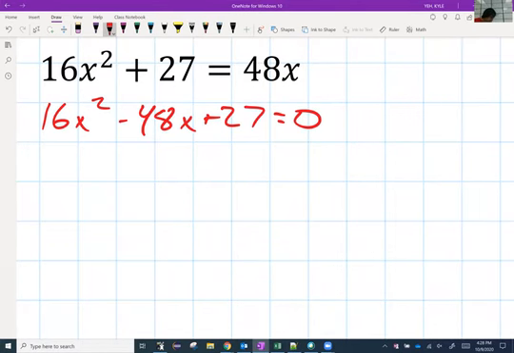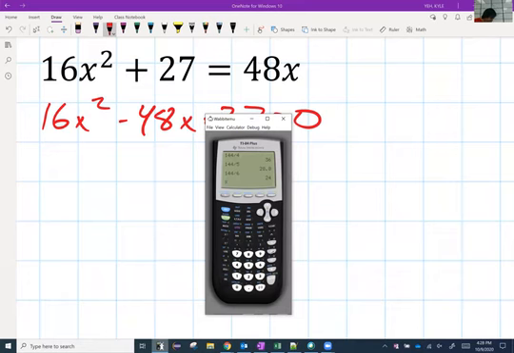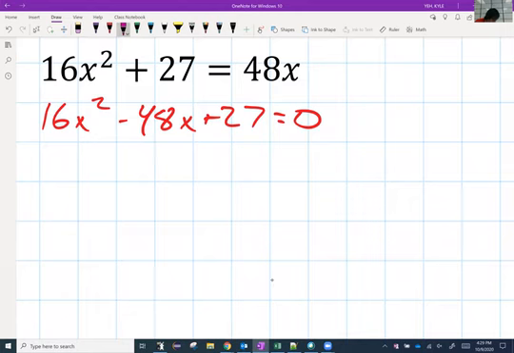Here's my challenge problem for you. We know that we have 16 times 27. We need A times C. We need to find two numbers that multiply to be 432. And if I didn't know my factors of 144, I definitely don't know my factors of 432. I also need them to add up to be negative 48. Adding up to be negative 48, my B term.